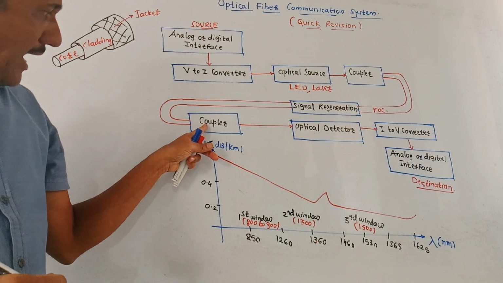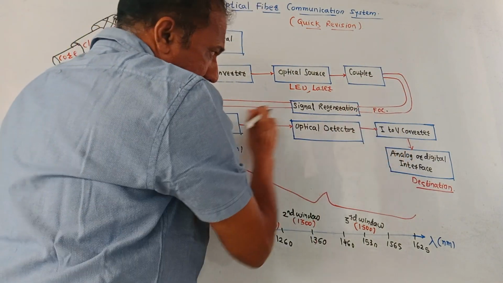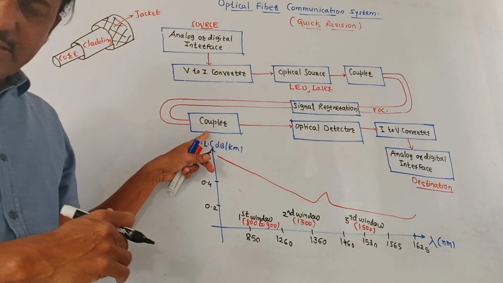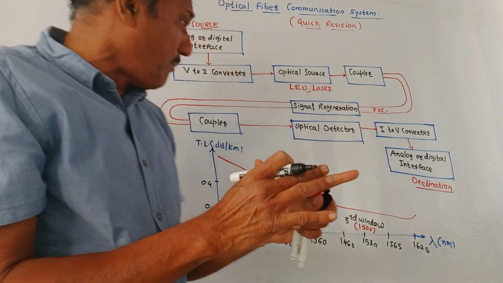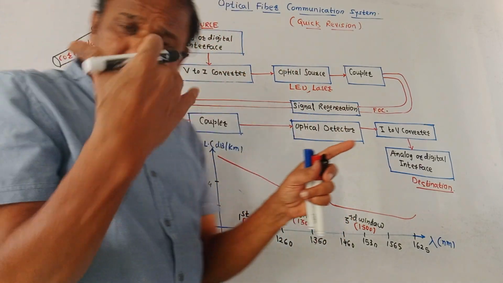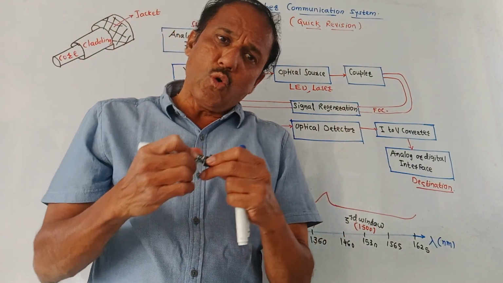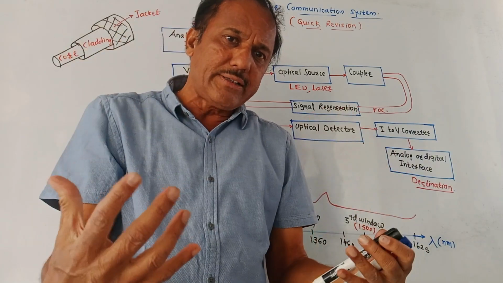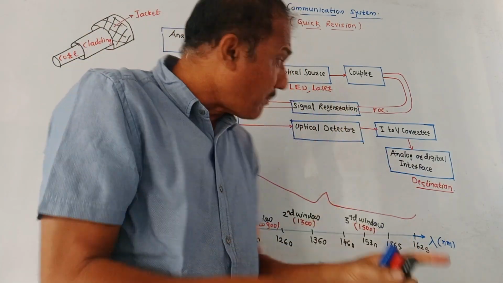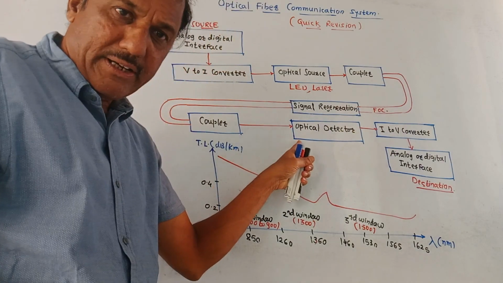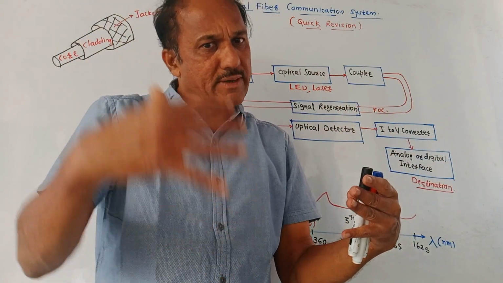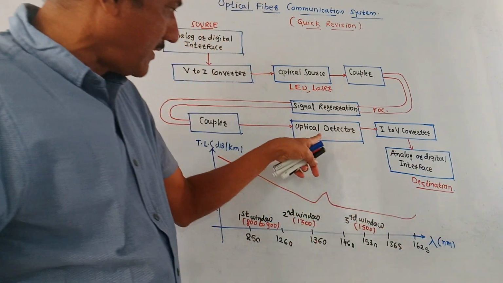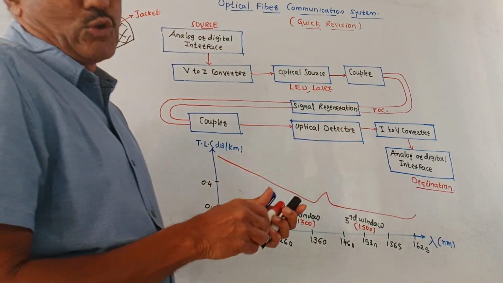Then this portion is related to the receiver part. At the receiver side, again we are supposed to make use of a coupler. The function of this coupler is, see, at the receiver we want to recover the electrical signal, because through the fiber optic cable light rays are transmitted. The original signal was not a light ray. We have to convert these light rays into an electrical signal. For this, optical detectors are used.